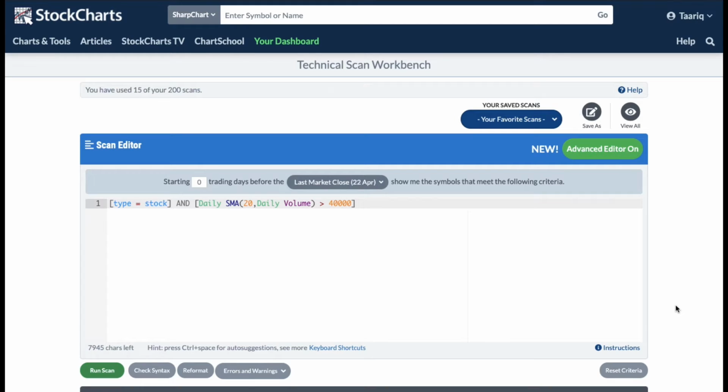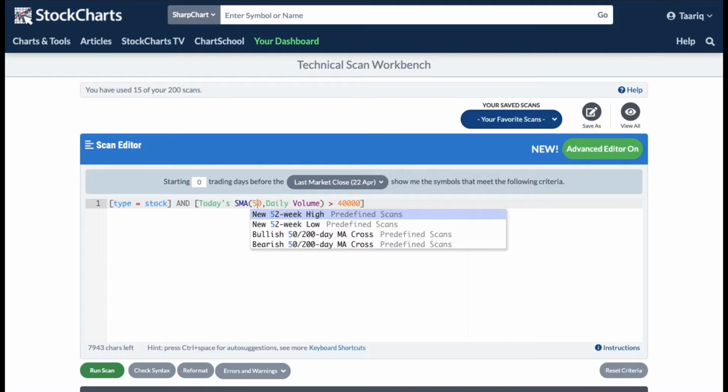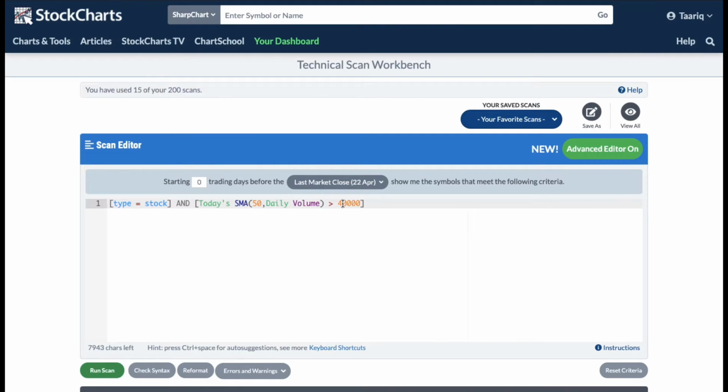So what we're going to start off with is having our type as stock, but we're going to edit some of the volume information since volume is pretty important in this particular scan. So we're going to look at today's volume over a longer period of time. Instead of 20 days, we'll look over 50 days, and we want to set the threshold a little bit higher, so we're going to put it at 50,000.